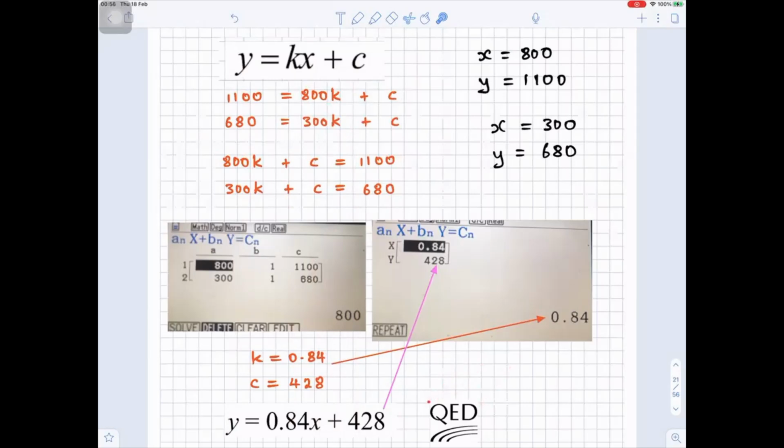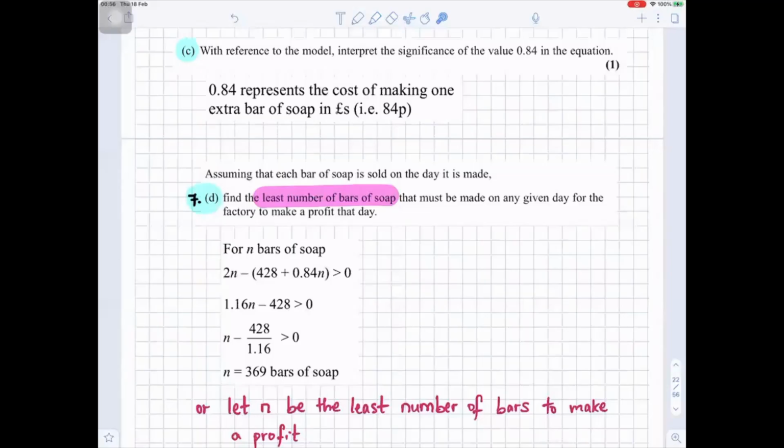QED, quod erat demonstrandum, as required to show. Part C, with reference to the model, interpret the significance of the value 0.84 in the equation. 0.84 represents the cost of making 1 extra bar of soap in pounds. So the cost for making 1 extra bar of soap is in pounds, or 84 pence.